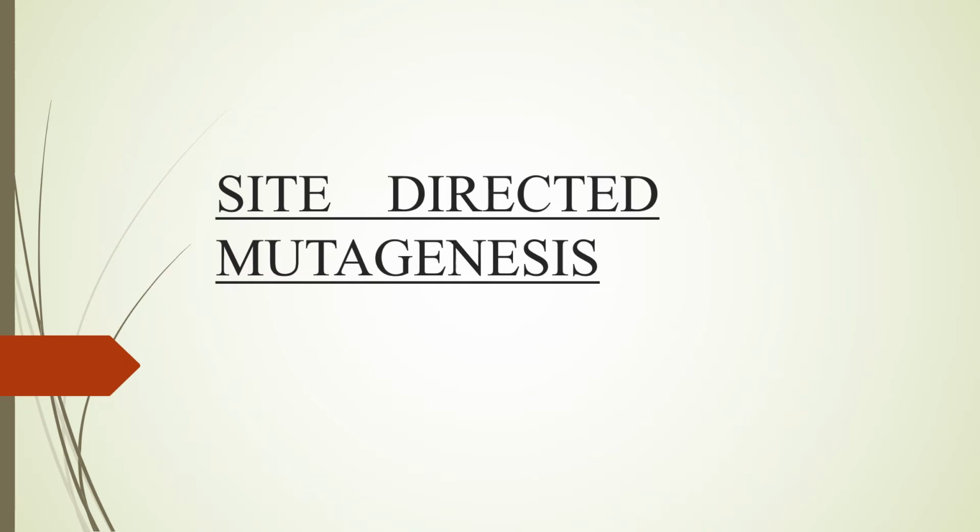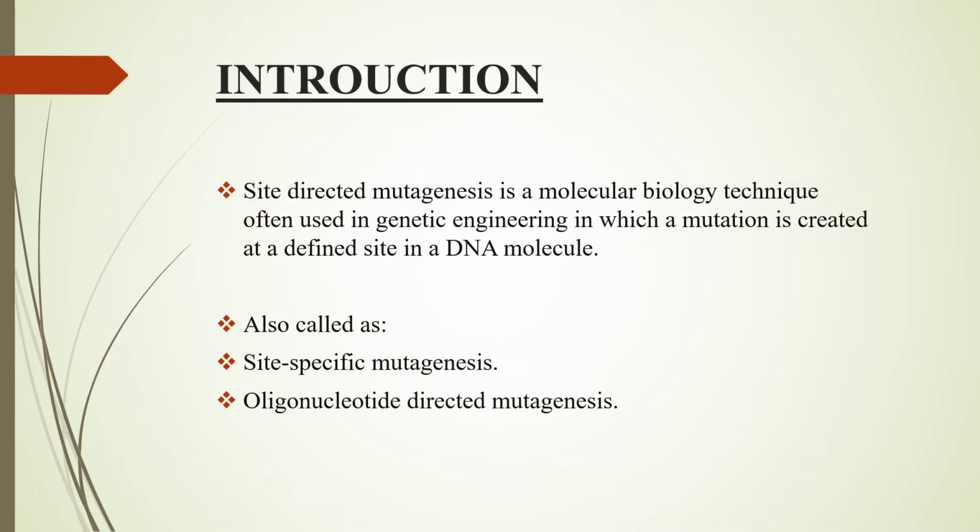Site-directed mutagenesis. Introduction. Site-directed mutagenesis is a molecular biology technique often used in genetic engineering in which a mutation is created at a defined site in a DNA molecule. It is also called site-specific mutagenesis and oligonucleotide-directed mutagenesis.